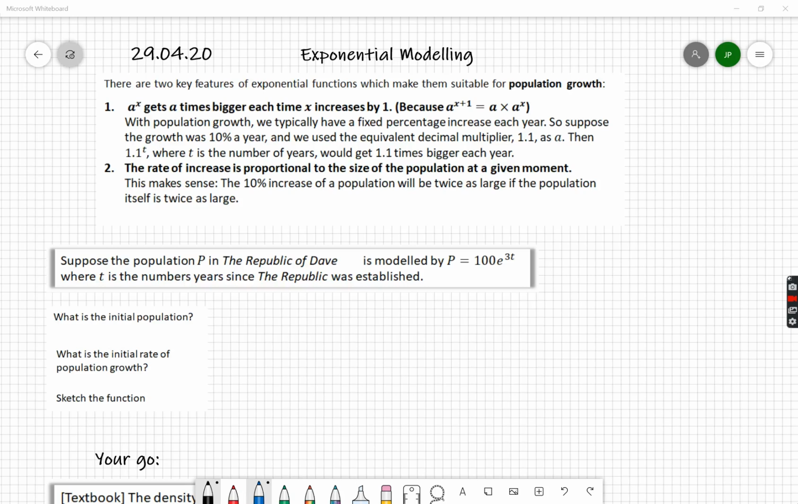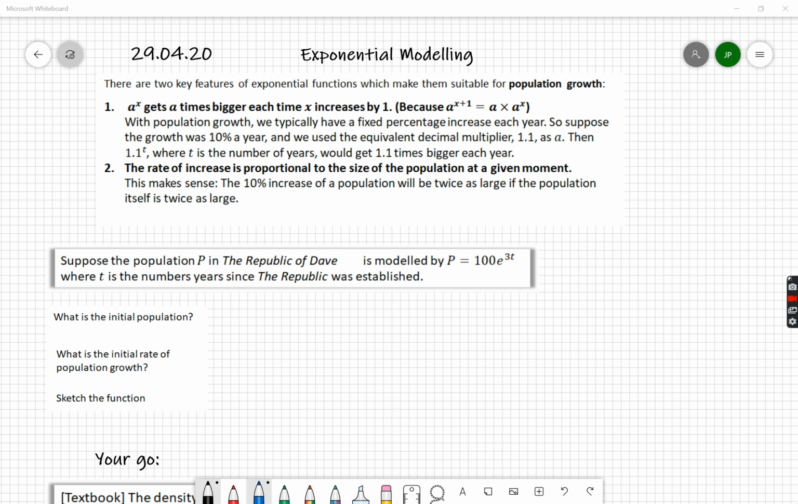Of exponentials, we're looking at exponential modelling. Obviously really important at the moment with what's happening, and this is a proper real life scenario now, with all scientists using exponential modelling to try and predict what's happening with the coronavirus. So there's two key features of why we use exponential functions to model them, especially for population growth and decay and things like that.